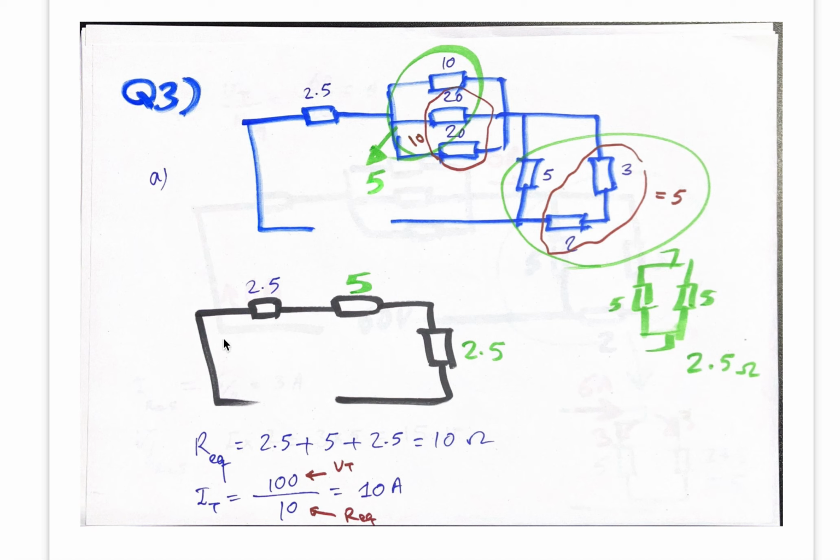In this section A, another question was, what is the total current in this circuit? So total current is the total voltage, 100 volts, divided by the total resistor, which is 10 ohm. So 100 divided by 10 is 10 amp.